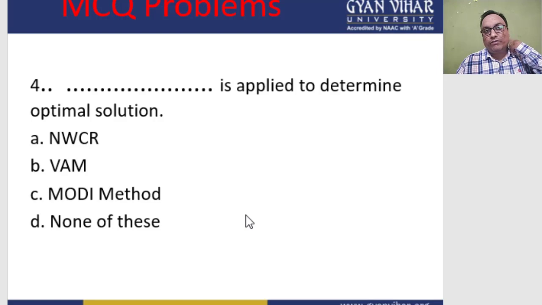This is problem number 4. The blank step is applied to determine the optimal solution. First is NWCR, VAM, Modi method, and none of these. These are the four options of this question. So the correct answer of this question is Modi method. This is the third option, and it is correct for this question. We'll move to question number 5.